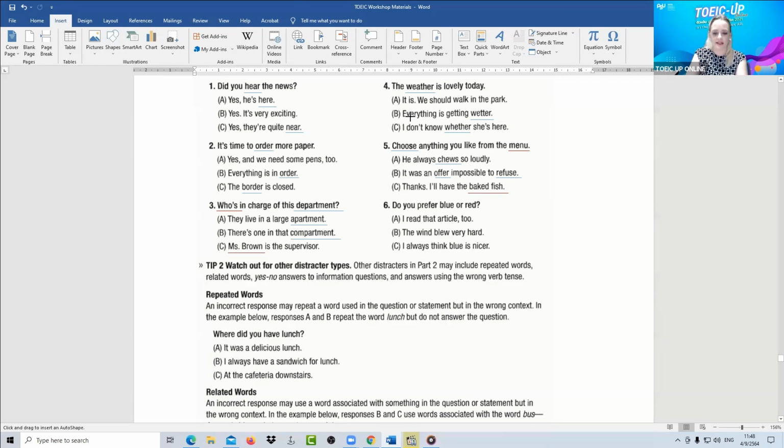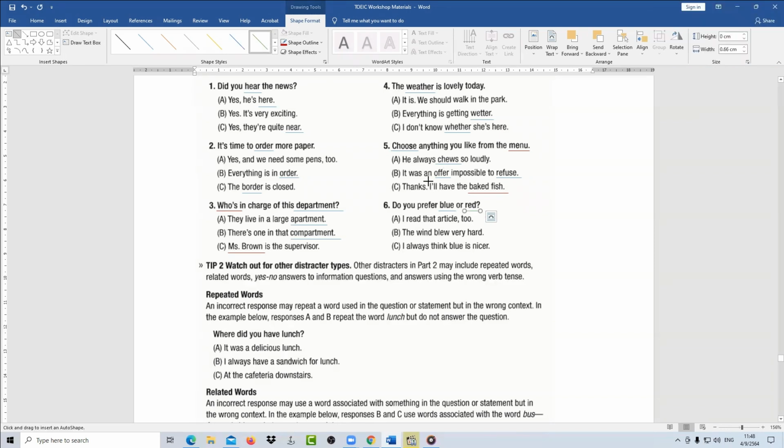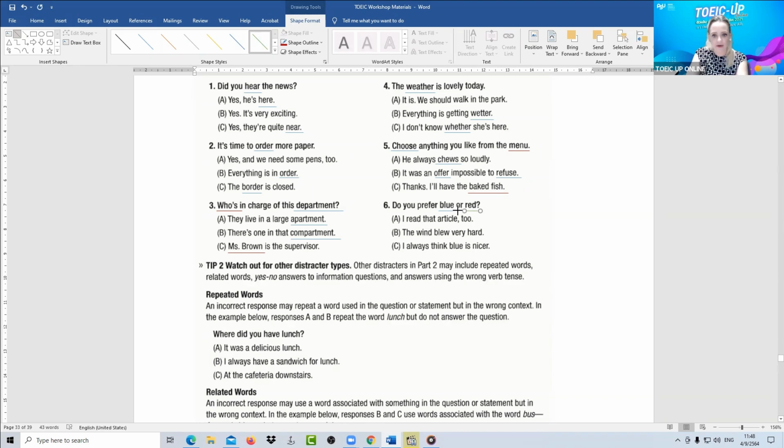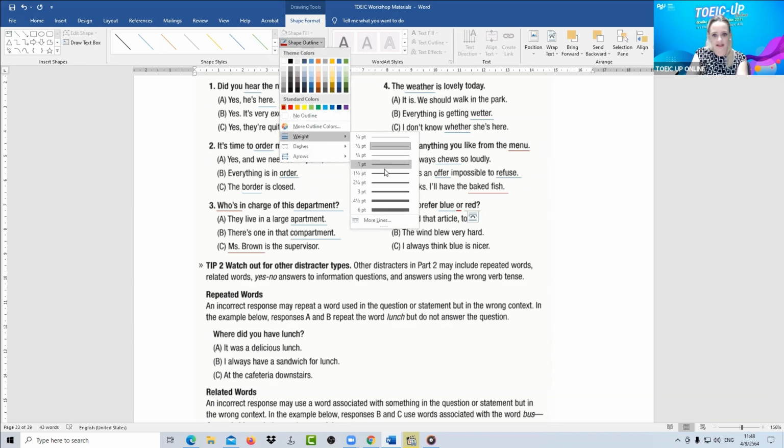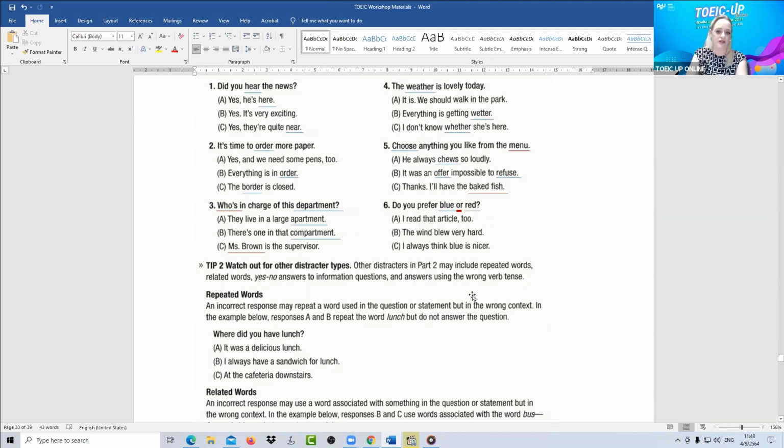Okay, what are the distractors? Blue is your first distractor, and red is your second distractor. What are we actually listening for? I'm going to do this one in green. What we're actually listening for is your or option. And this is what you're actually listening for. And blue or red are obviously now your distractors.